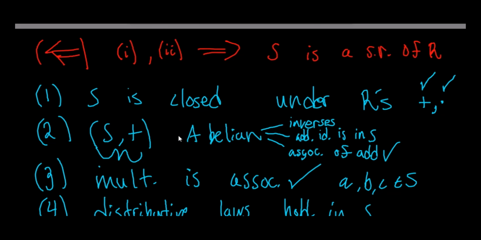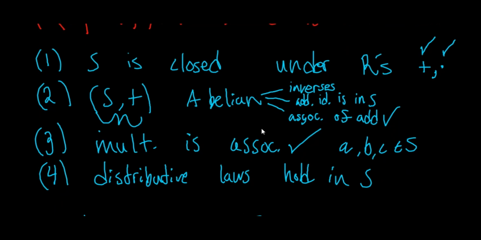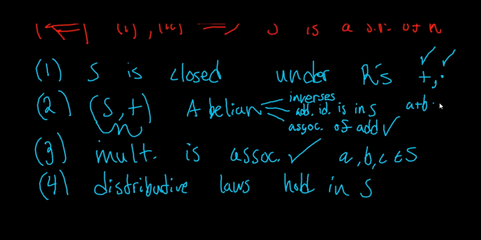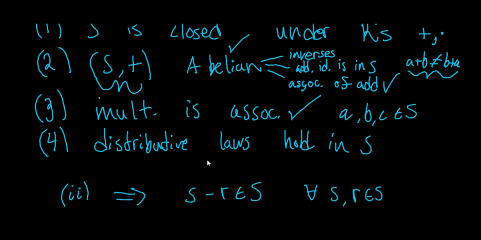And to show commutativity of addition, it's the same argument we used to show that multiplication is associative in S. Suppose we had two elements a and b such that a plus b is not equal to b plus a. Since a and b are in S, they're also in R. And since S inherits R's binary operations, this statement would also be true in R, which is a contradiction because R is a ring, and in R, addition is commutative. So we get commutativity. We get the fact that the additive group S with addition is abelian. And we can use the exact same argument to show that the distributive laws hold in S.